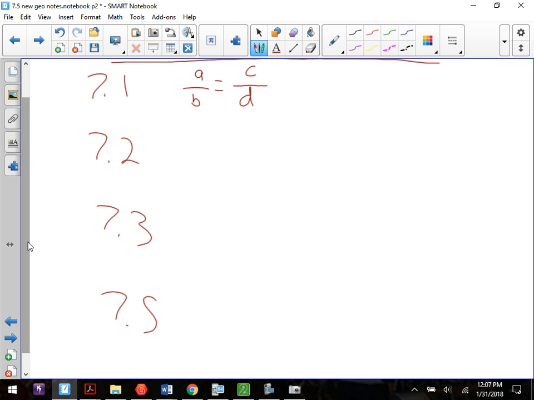When we got into 7.2 is when we added the idea of this whole thing called similar. We started talking about similar figures. That's when we started to reintroduce the idea of congruency statements, but we talked about them in terms of a similarity statement. So we were able to go back.